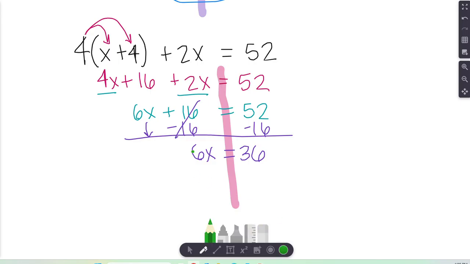Last thing, we're thinking of 6 times what gives me 36. Maybe you know that in your head. If not, the opposite of multiplying is dividing. This makes 1x equals 6. Because 36 divided by 6 is 6.